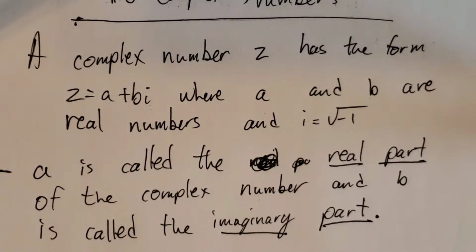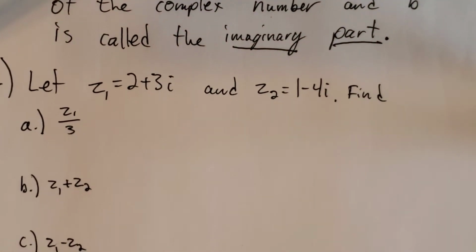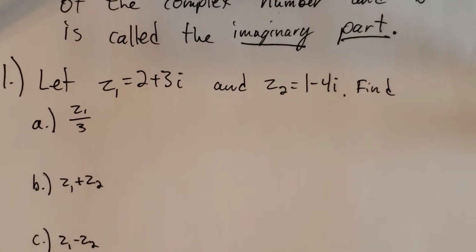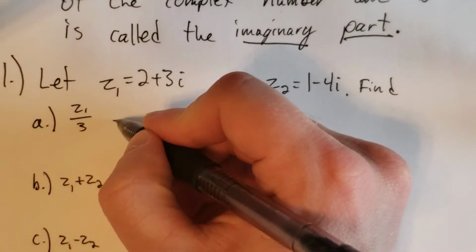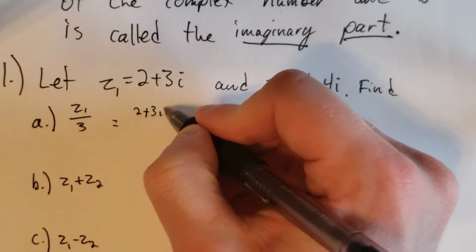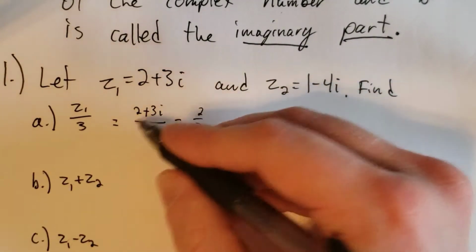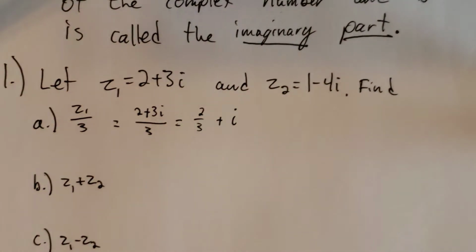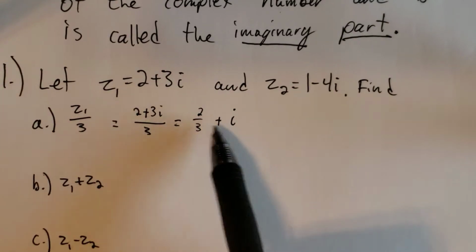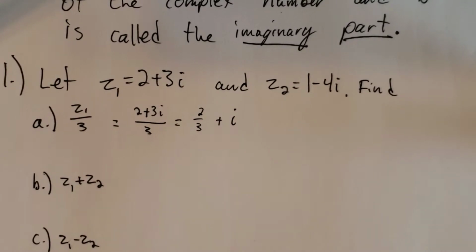Okay. So our first example is to calculate things using complex numbers. For number 1 here, we're going to let z1 equal 2 plus 3i and z2 equal 1 minus 4i. First thing we want to do is find z1 divided by 3. Well, how do we do that? We take 2 plus 3i and divide by 3. If we split this fraction up, we get 2/3 for the real part, and 3 over 3, which is 1i, for the imaginary part. So the real part is 2/3, the imaginary part is 1. All right, we can continue on.